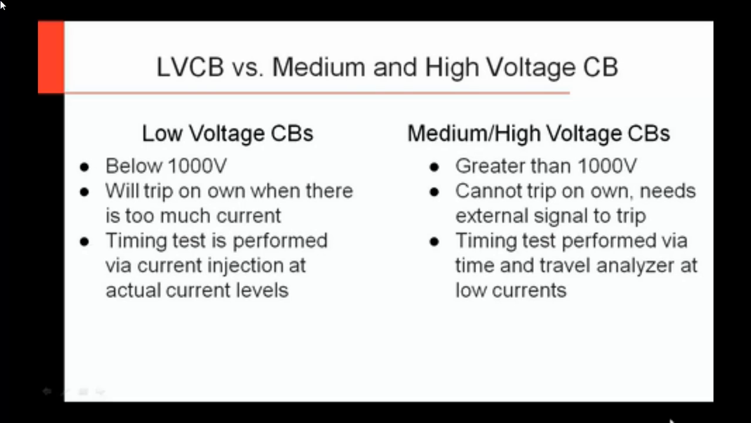Medium and high voltage circuit breakers, on the other hand, are breakers above 1,000 volts, and they can't trip on their own. They need to be told by the protection circuit that they need to trip, and then you give some operating voltages. Current flows through the trip or close coil, and this is what operates the breaker. So these are tested at low voltages, low currents, with a time and travel analyzer.